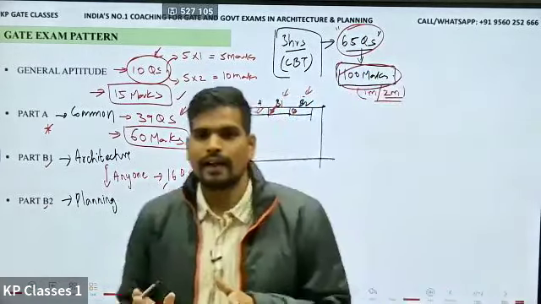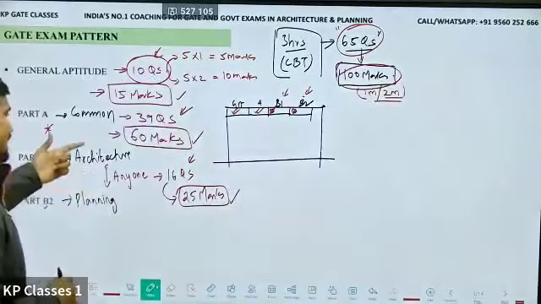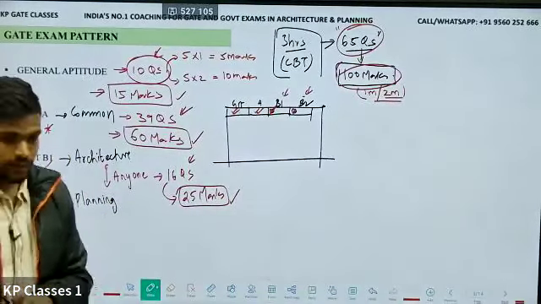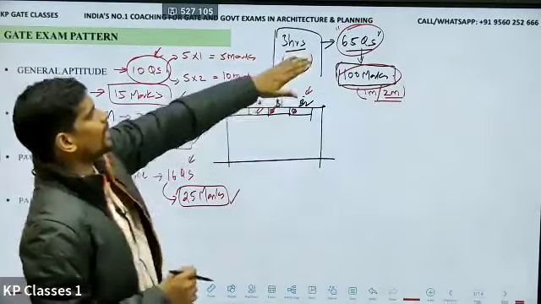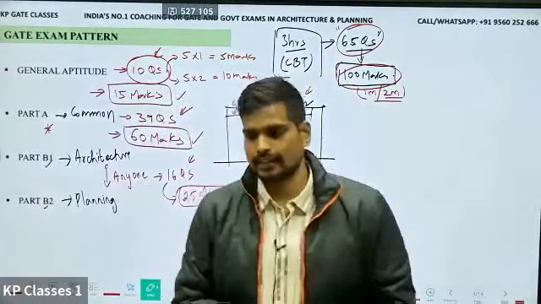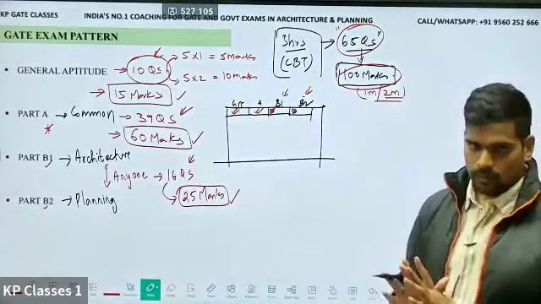So in the question paper, you will have 81 questions because there are 16 questions of architecture and 16 questions of planning also. You have to select any one. Ultimately, you will need to attempt only 65 questions in 3 hours. So that's about the pattern overall.